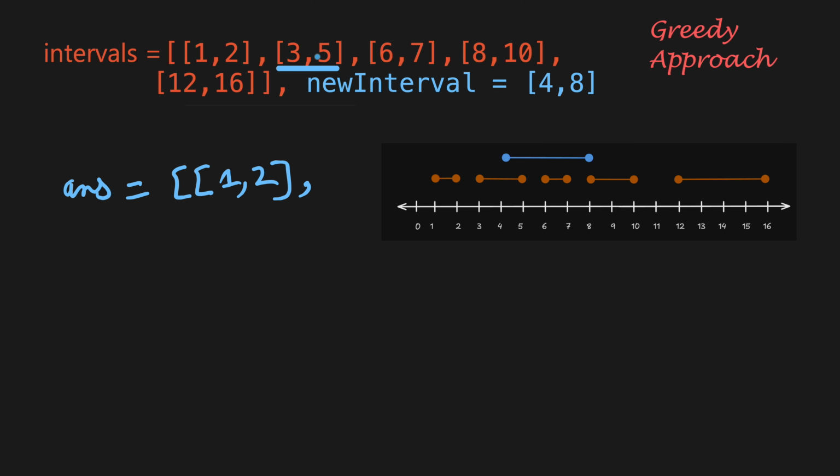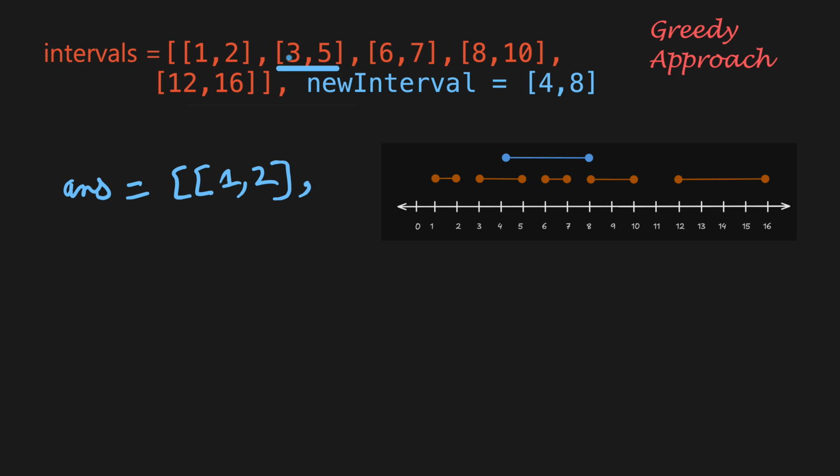And again we check if its end time 5 is less than the new interval's start time 4, and the answer is no. So it's not case 1. Next we check if the start time 3 of this interval is greater than the end time 8 of the new interval, and the answer here is no as well. So it is not case 2 either, where the interval is completely after the new interval. So this must be case 3, where the overlap occurs.